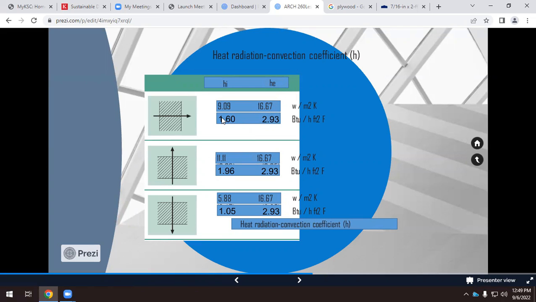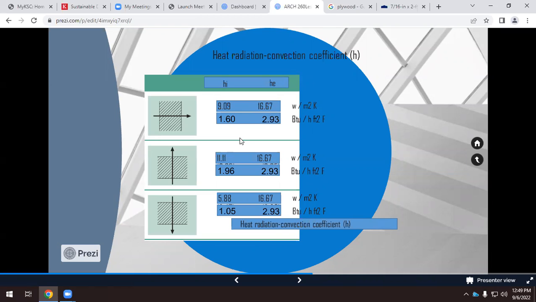And then the other values are 1.6, 1.96, 1.05. And this is interesting. We all know that the heat tends to go up. This is something that we learn when we are kids. Our parents say the heat tends to go up, or our grandparents or our teacher in high school. And this is something that we take for granted. It's not always like this, because if the temperature of the floor is lower than the temperature here, the heat flow goes down. But it tends to go up.